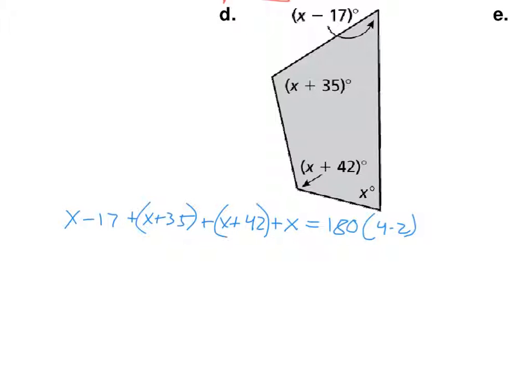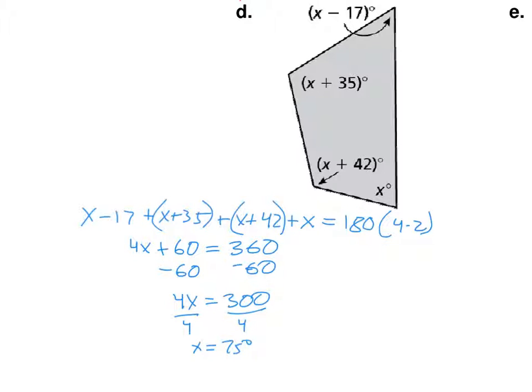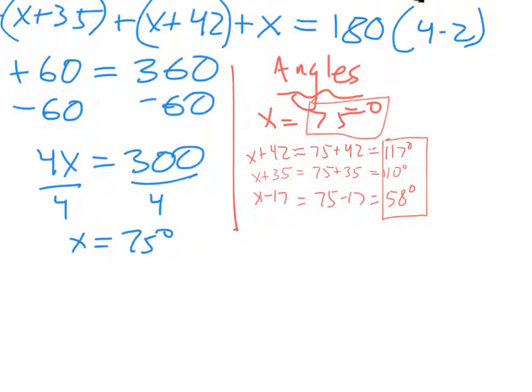So we can now add up all of our expressions, and they have to equal 180 times 4 minus 2. Solve the equation, we get x equals 75. Now let's find the angles. So we get 75, 117, 110, and 58, which all add up to 360.